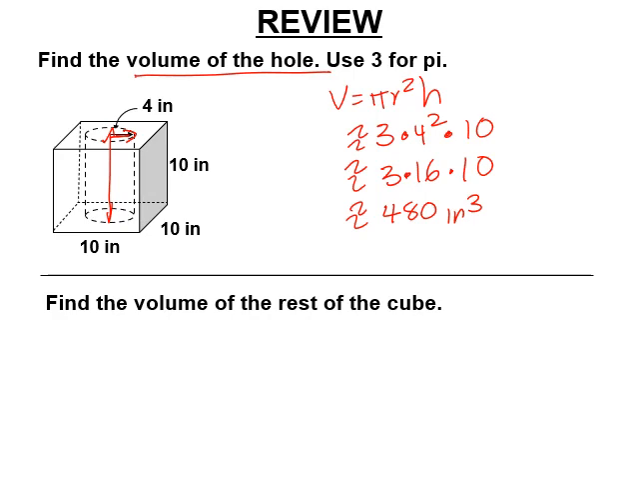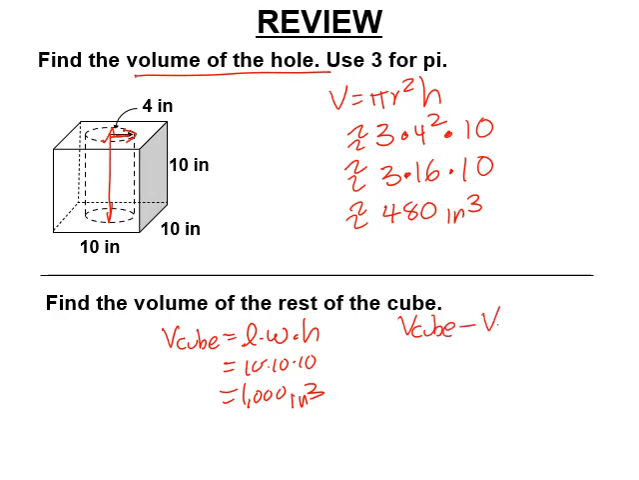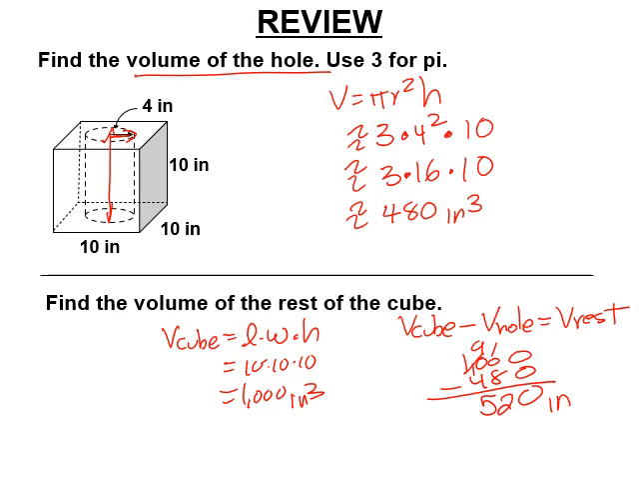Find the volume of the rest of the cube. All right, now the volume of a cube is length times width times height. So that's 10 times 10 times 10, which is 1,000 cubic inches. So we take the volume of the cube, we take away the volume of the hole, and you get the volume of the rest, right? So we take 1,000, we take away 480, we do a little borrowing here, and we get 520 cubic inches is the volume of the rest of the cube.